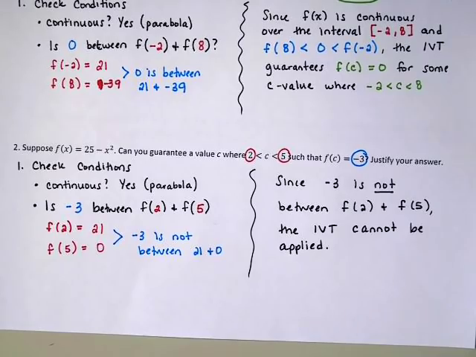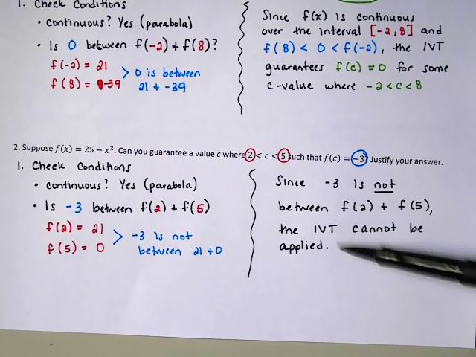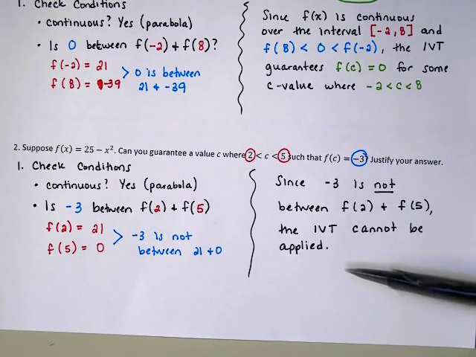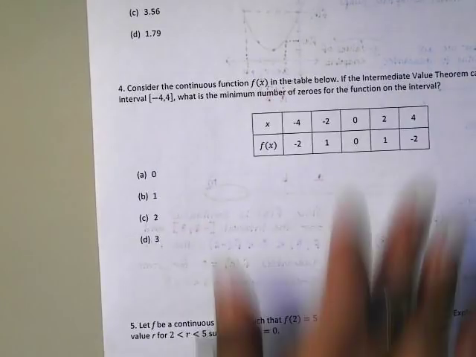Let's take a look at some more examples. So this is an example of where the IVT can be applied, and how do you write that? This is an example of where the IVT cannot be applied, and how do you write that? Let's take a look at some more examples.